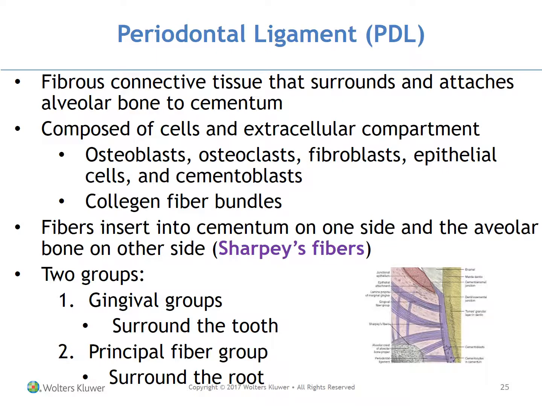Now, fibers insert into the cementum on one side and the alveolar bone on the other side. The Sharpey's fibers, I always think of them as Sharpey's fingers. They're embedding themselves into each of these areas, one on each side. So we have two groups. We have the gingival groups that surround the tooth, and then we have the principal fiber group that surround the root.